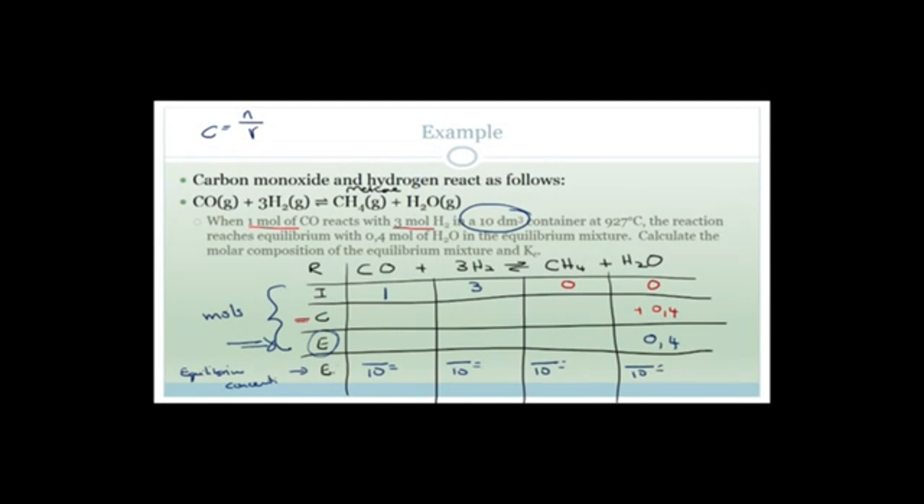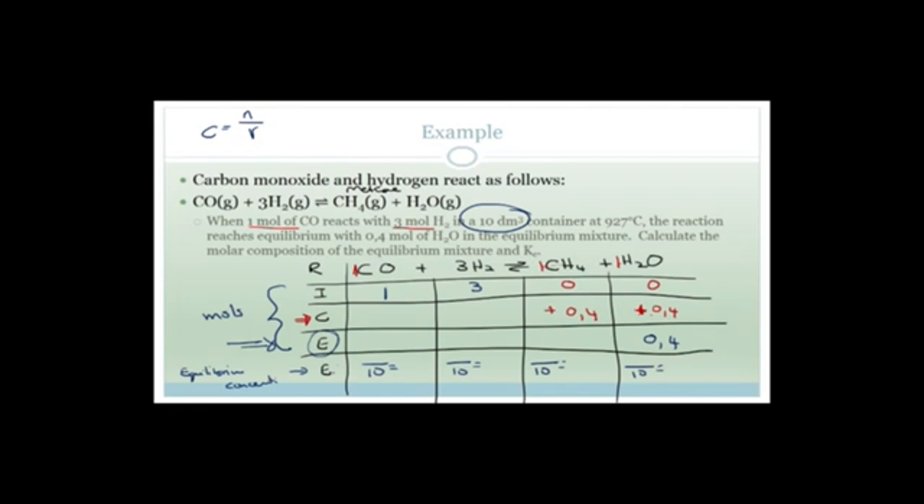Now, this bit here with the change, this is the thing that we use with the ratios of the coefficients, okay? So what are we saying? We're saying we made 0.4 moles of water, but the ratio is 1 to 1. Now we're going to compare everything with this water, okay? So if the ratio of this is 1 to 1, if we made 0.4 moles of water, how many moles of methane must we have made as well? We must have also made 0.4 moles, right? How do I know that? Because this is a ratio of 1 to 1. So if I made 0.4 moles of water, I must have made 0.4 moles of methane.